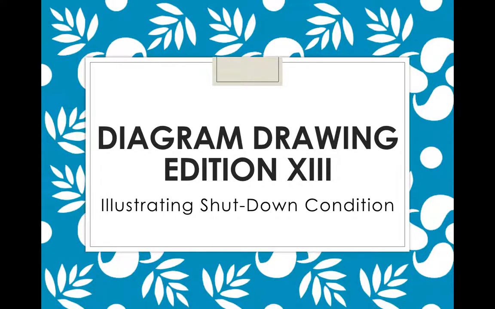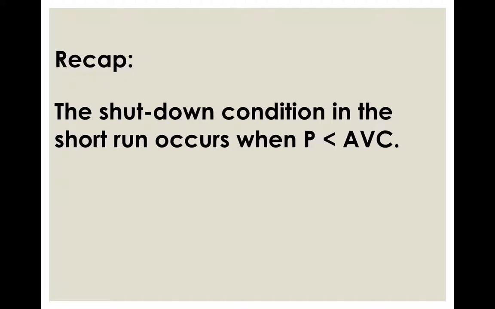Today we'll be illustrating the shutdown condition. So what is the shutdown condition? The shutdown condition is basically the condition that must be satisfied in order for a firm to decide to shut down. And this condition occurs in the short run when P is smaller than AVC.